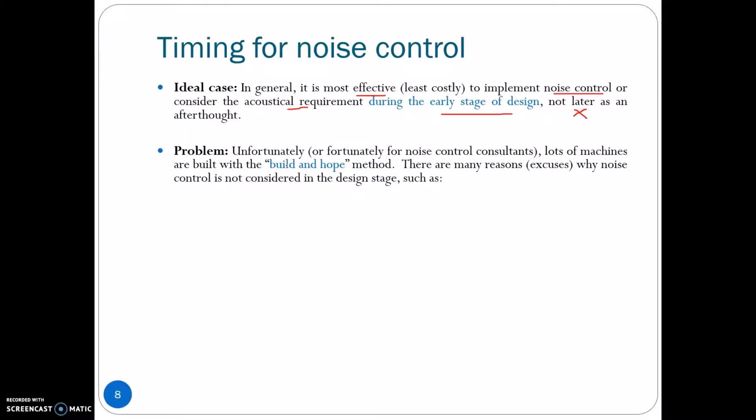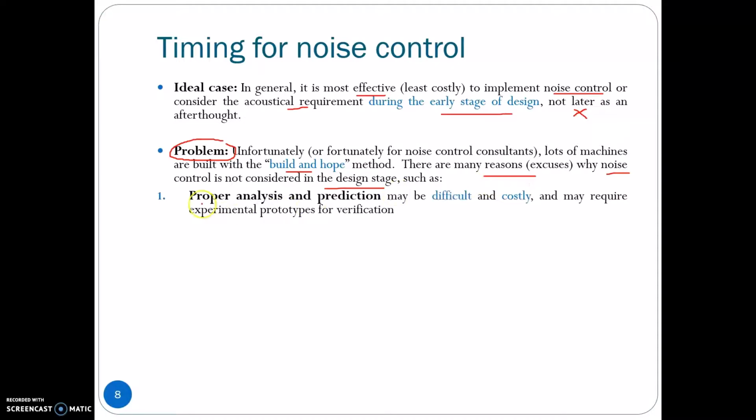Unfortunately, lots of machines are built with the build-and-hope method. Many times, noise control is not considered in the early stage of the design, and this will cause problems. There are many reasons why noise control is not considered. For the first reason, proper analysis and prediction may be difficult and costly, which requires experimental prototypes for verification. Furthermore, experimental studies are time-consuming and can be very expensive.